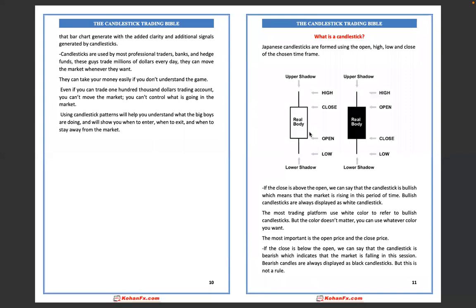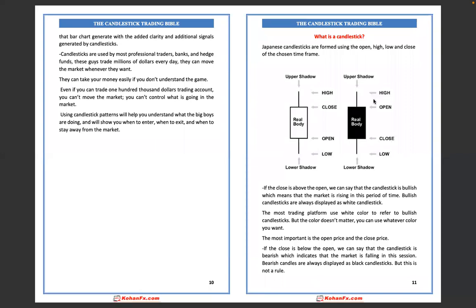Yes. If the close is above the open, we say that that candlestick is what? A bullish candle. So for example, this is a bullish candle. This is the open price and this is the closing price. So if the closing price is above the opening price, then we call it the bullish candle. The most important thing is the two prices, not the color of the candle, because sometimes I change the color of my candlesticks. The color is not important. It's about the opening price and the closing price.